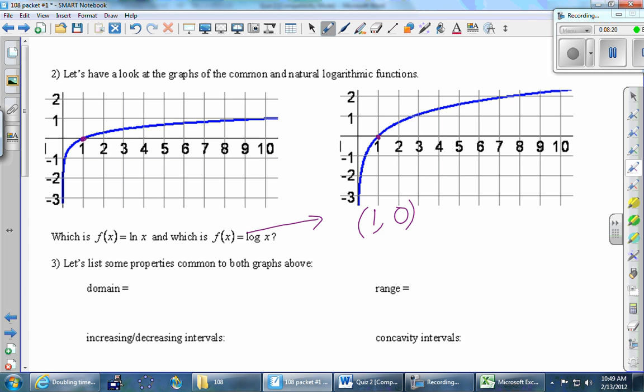The more information is this. If you plug in 10 for x, what is log of 10? Log of 10 is 1. So the point 10 comma 1 is on one of these curves. 10, 1, it's not on that one. It must be this one right here, 10, 1, which makes this one f of x is log x.